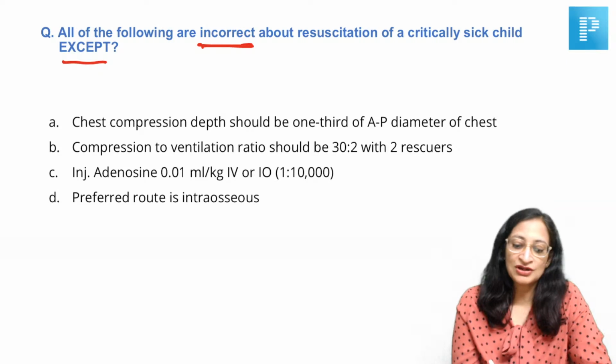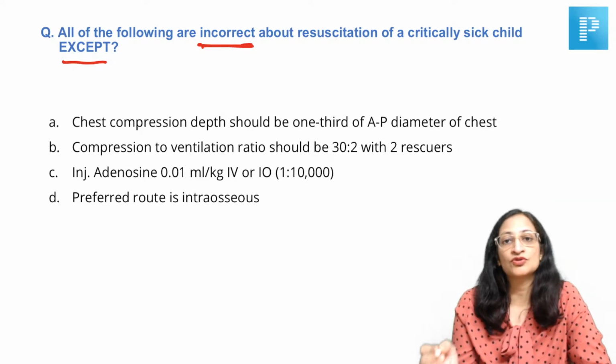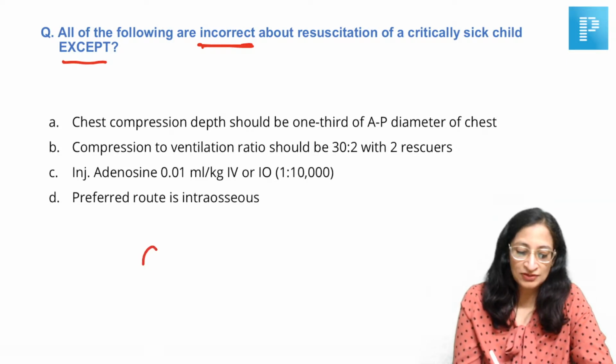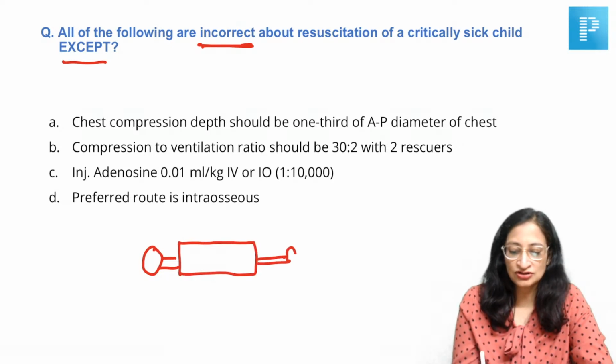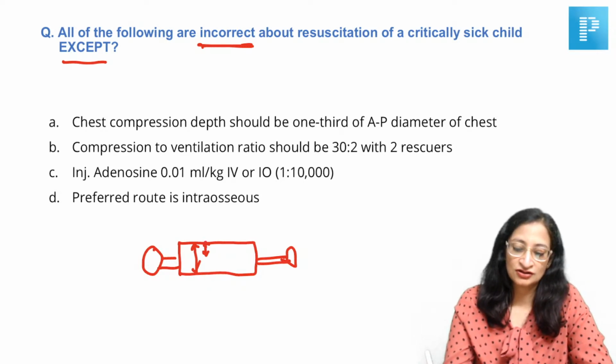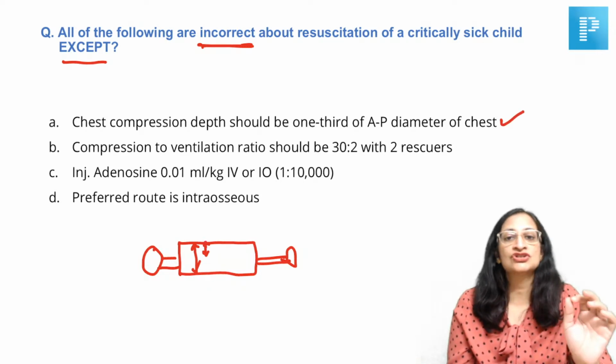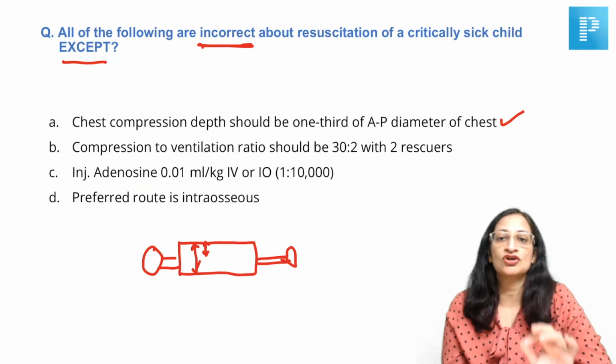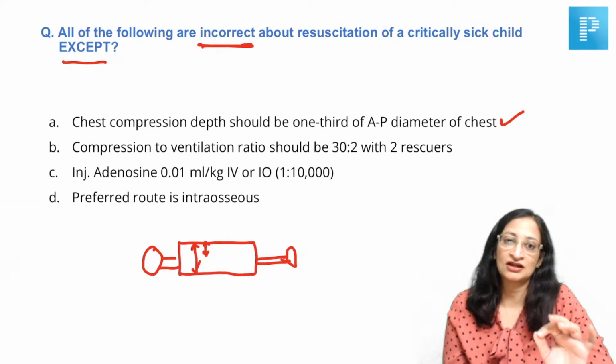So chest compression depth should be 1/3 of the anteroposterior diameter of the chest. That means if the baby is lying supine like this, how much will you compress? If this is the anteroposterior diameter of the chest, you are supposed to compress 1/3 of this. So this is correct actually. Chest compression depth should be 1/3 of the anteroposterior diameter of the chest is correct.